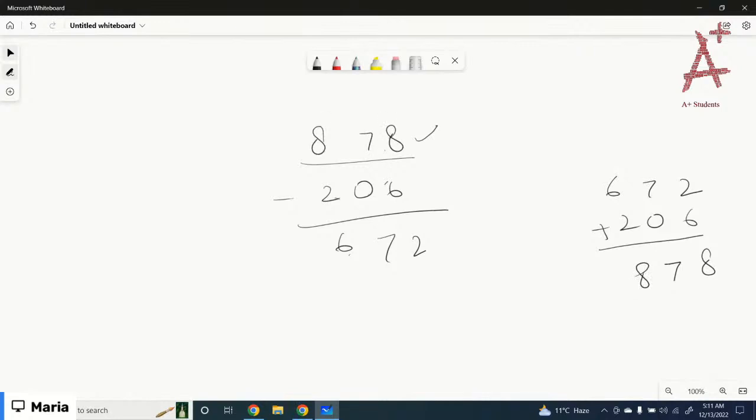Whenever you have to find a greater number, that means the first number, you have to add the one given number and the difference. Got it? And you will find this number.